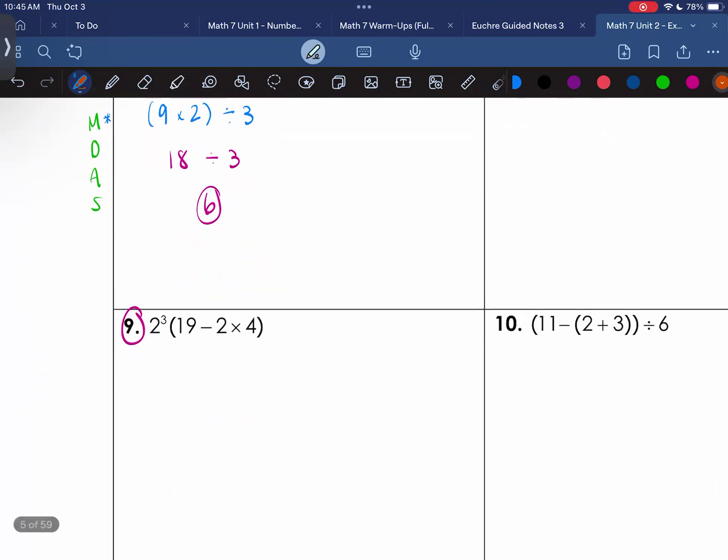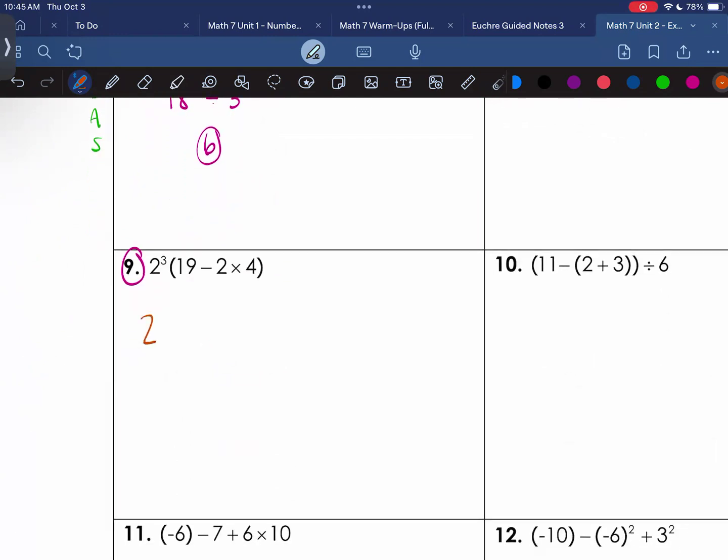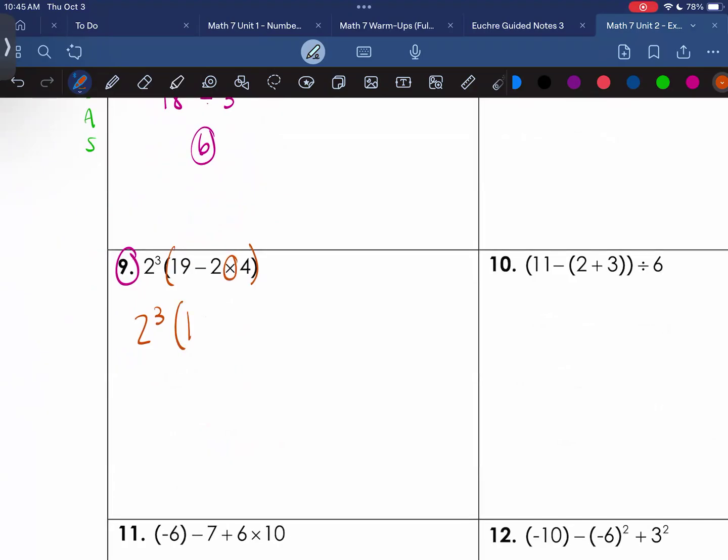So here's the step-by-step solution. We're going to rewrite this part because I know I have to do my parentheses first. Inside my parentheses, I have subtraction and I have multiplication. Multiplication always comes first. So rewrite this part. 2 times 4, we get 8. Now I still have to finish my parentheses before I do anything else, right? So 19 minus 8.